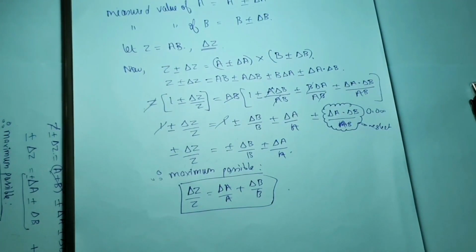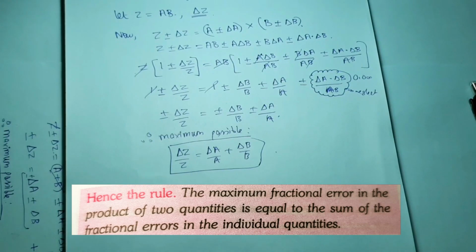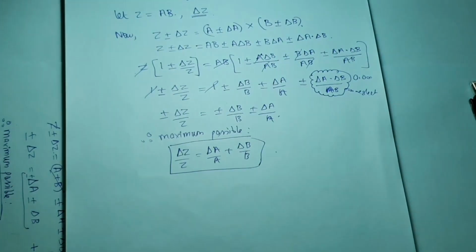Now moving on to the next one. Before that, let's have the conclusion for this part. So hence we can say that the maximum fractional error in the product of two quantities is equal to the sum of the fractional errors in the individual quantities. Great, yes. The fourth one we have is error in the division or the quotient. Let's have a look at that also.